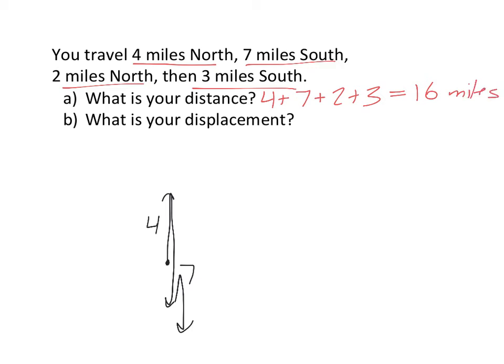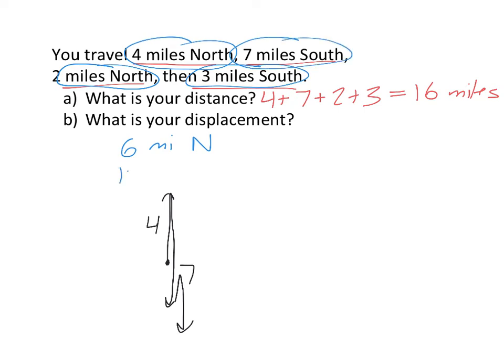Your displacement, the best way to figure that out is to lump things together. So here I've got 4 north and 2 north. It actually doesn't matter the order. Together, that equals 6 miles north. So I'm going to combine those. And I've got 3 south and 7 south. Together, that's 10 miles south.